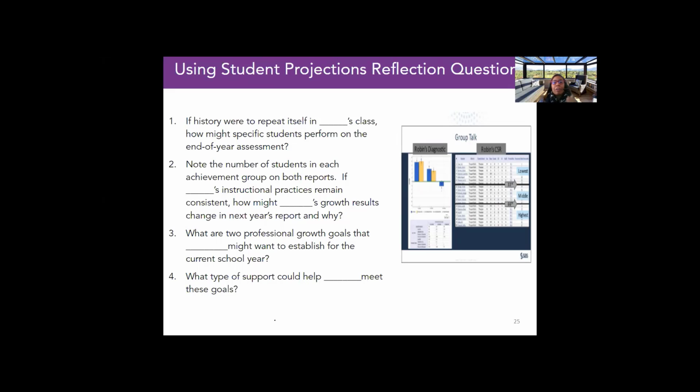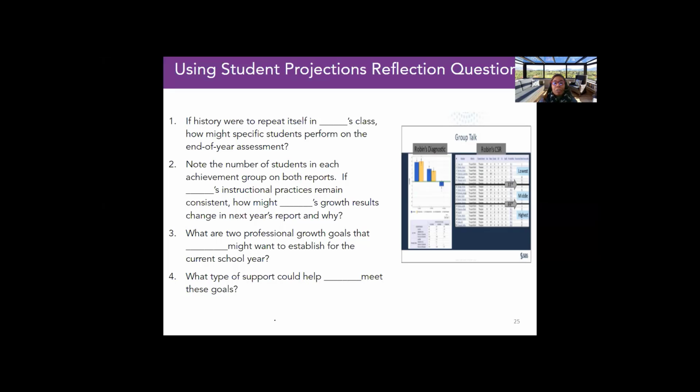Number 1: If history were to repeat itself in Miss Allen's class, how might specific students perform on the end of year assessment? So looking at one student from the low, middle, and high group, how would they perform if history repeats itself in her classroom? Number 2: Note the number of students in each achievement group on both reports. Right, so maybe one year, Miss Allen only had 5 high kids, but now this year she's got 15, and that's like 80% of her class, right? But she didn't do too well, right? So note the number of students in each achievement group on both reports.